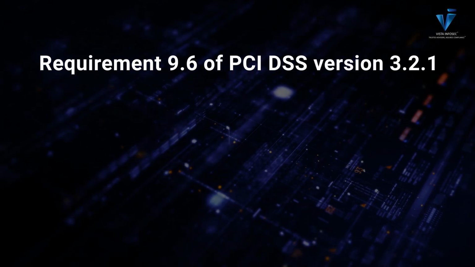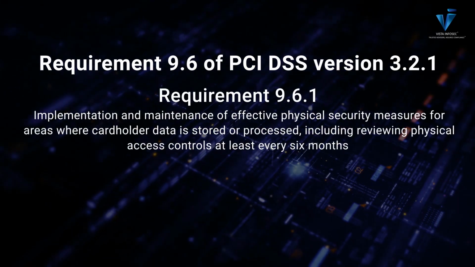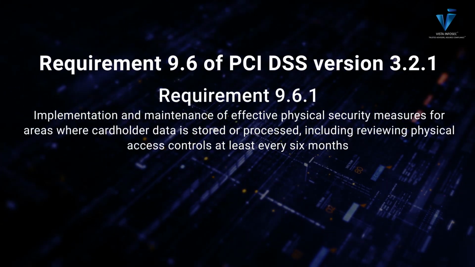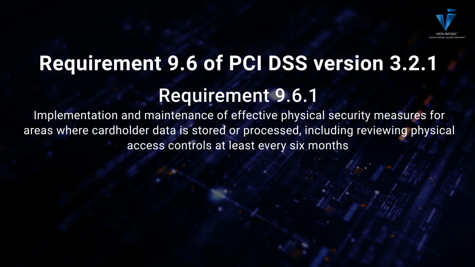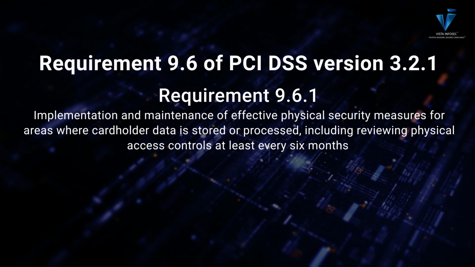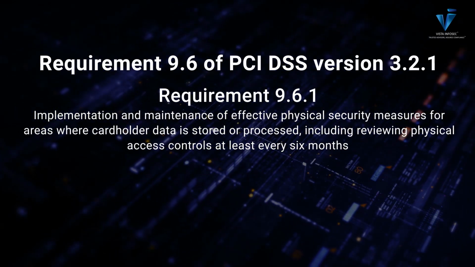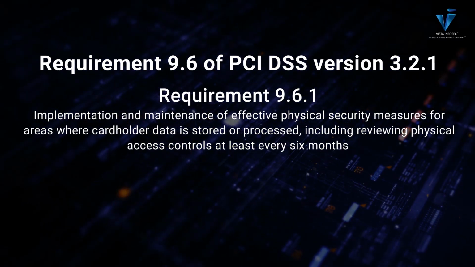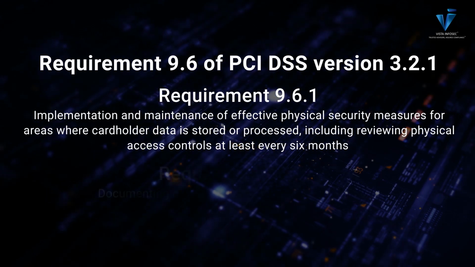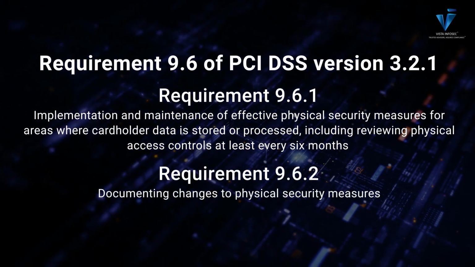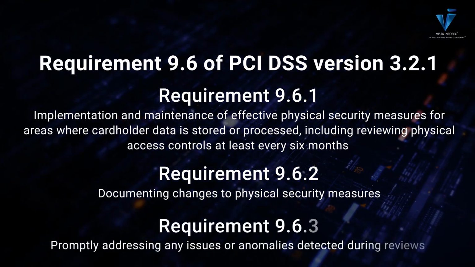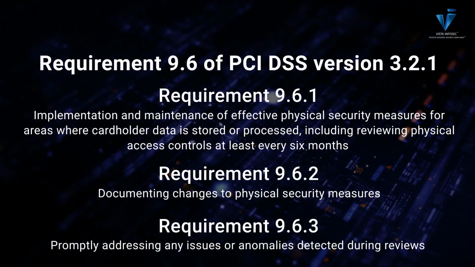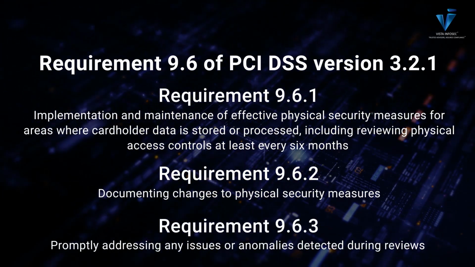Then there is requirement 9.6 in PCI DSS 3.2.1, which requires the implementation and maintenance of effective physical security measures for areas where cardholder data is stored or processed, which includes reviewing physical access controls at least every 6 months. This was covered in 9.6.1. And then documenting changes to physical security measures in 9.6.2, and then promptly addressing any anomalies or issues detected during these reviews, which was covered under 9.6.3.